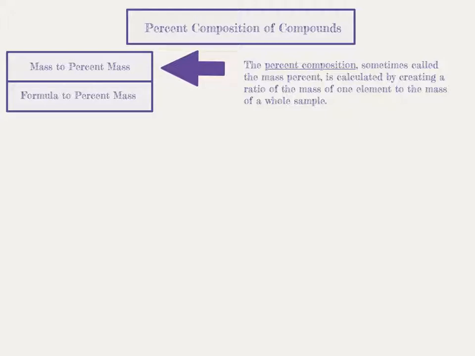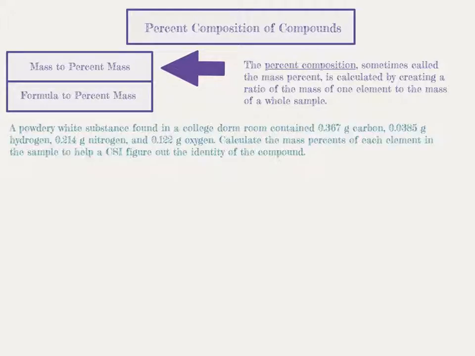Let's work through an example problem. A powdery white substance found in a college dorm room contained 0.367 grams of carbon, 0.0385 grams of hydrogen, 0.214 grams nitrogen, and 0.122 grams oxygen. Calculate the mass percents of each element in the sample to help a CSI figure out the identity of the compound. Now, this question has conveniently given us plenty of starting information.